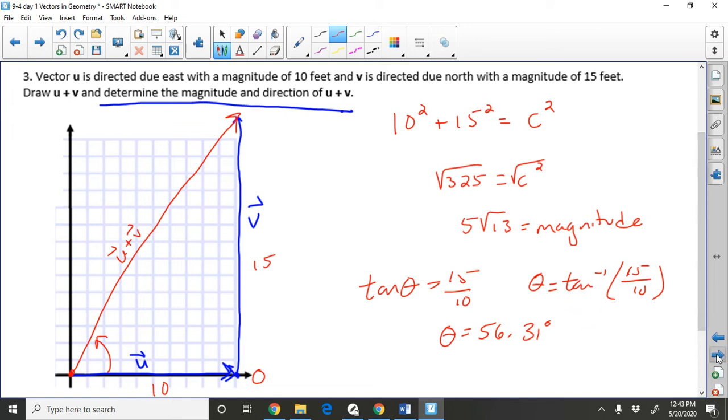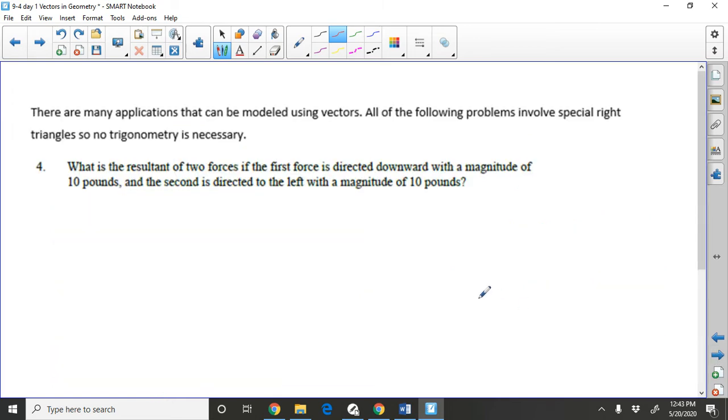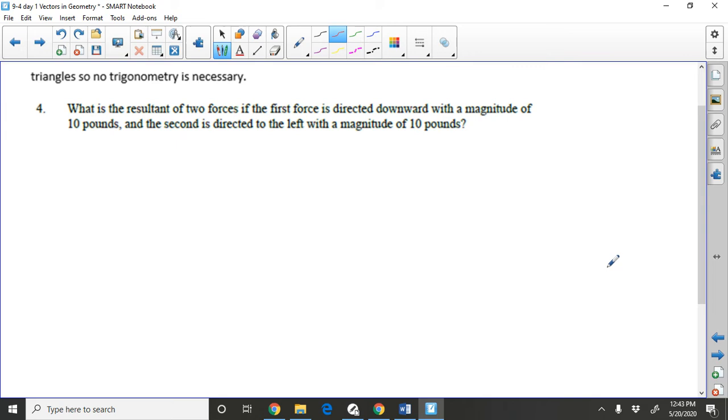Now, for the rest of this activity, you do not need a calculator at all. There are a lot of applications that can be modeled using vectors. All of these problems involve special right triangles, so you don't need to use trig, you don't need to use your calculator. This one says, what is the resultant, we're adding, of two forces if the first force is directed downward with a magnitude of 10 pounds and the second is directed to the left with a magnitude of 10 pounds. So imagine two different forces pushing on the same object.